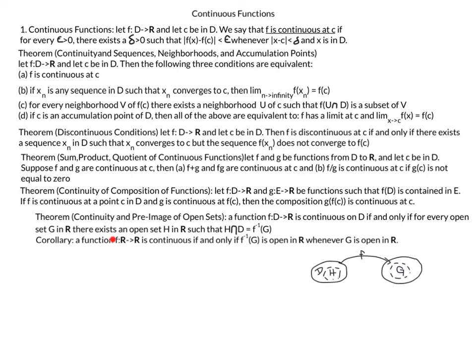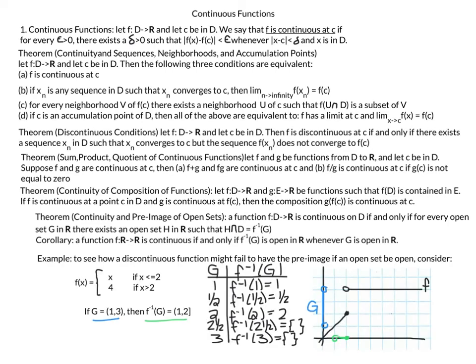And the corollary is that f from R to R is continuous if and only if the pre-image of G is open whenever G is open. And the example is to show you when this doesn't happen, that the pre-image of an open set is not an open set. Of course, we can't do this with a continuous function, but we can show you how a discontinuous function might fail to have the pre-image of an open set be open.